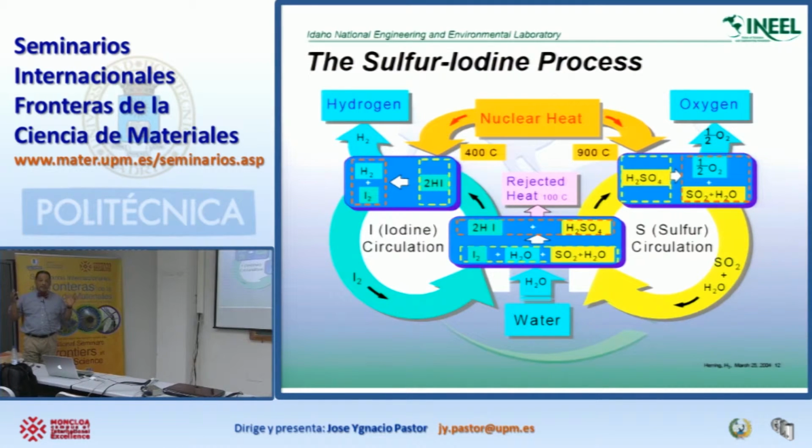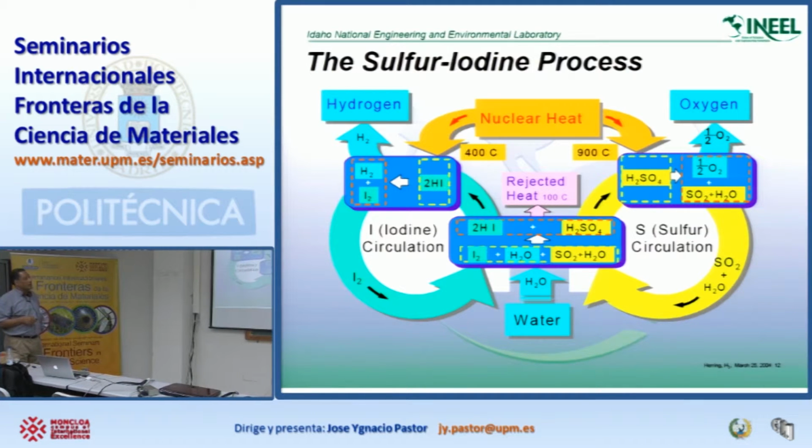So the idea of this national program for the 4th generation of nuclear power plants was to have these reactors that will be working at a very high temperature. These are called very high temperature reactors. They will produce electricity, but then you will take the heat to drive this reaction. And these reactions will generate both hydrogen and oxygen.